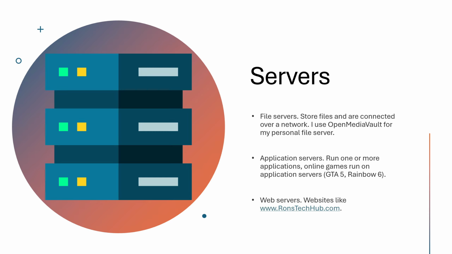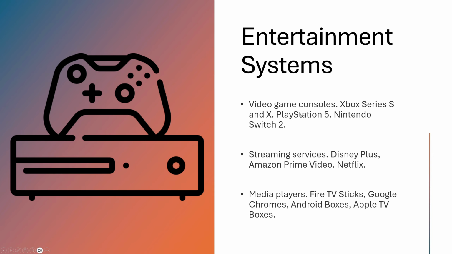So web servers will have websites like RonsTechHub.com. That's being run on a web server. We have entertainment systems, and the entertainment systems are the physical devices. So we have video game consoles, and the examples I have are Xbox Series S and X, PS4, PS5, Nintendo Switch 2. We have streaming services.